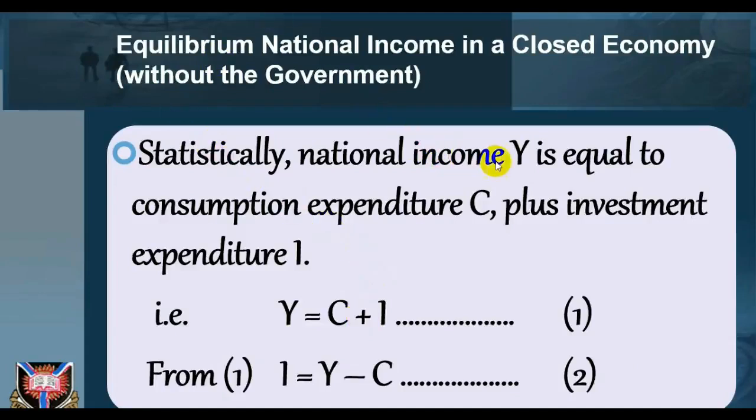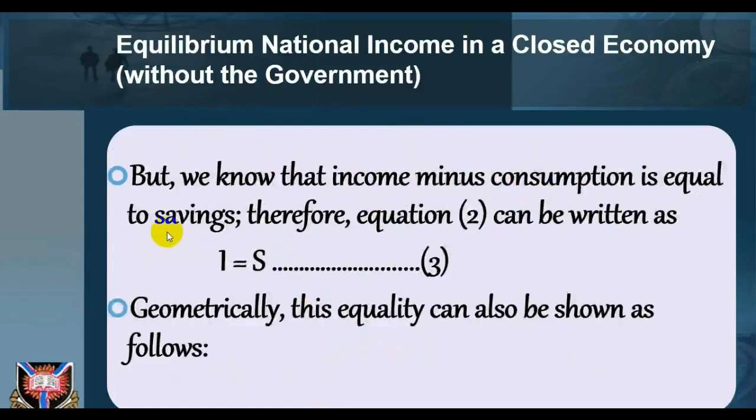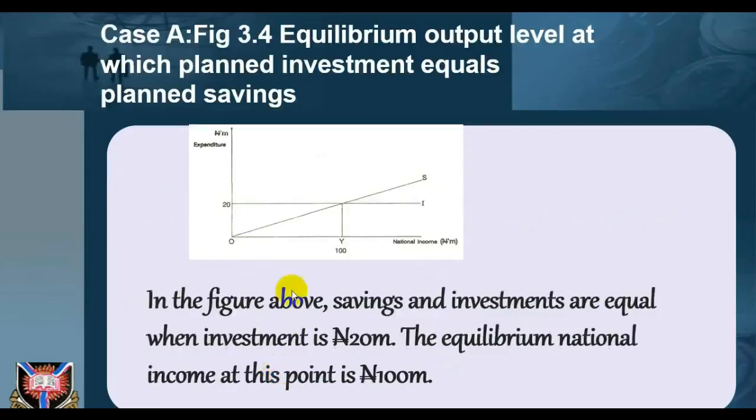Algebraically, national income Y is equal to consumption expenditure C plus investment expenditure I. That is, Y equals C plus I. And from that, we can make I the subject of the formula and say I equals Y minus C. But we know that income minus consumption is equal to savings. Therefore, equation 2 can be written as I equals S. That is, investment equals savings. Graphically, this equation can also be shown as follows.